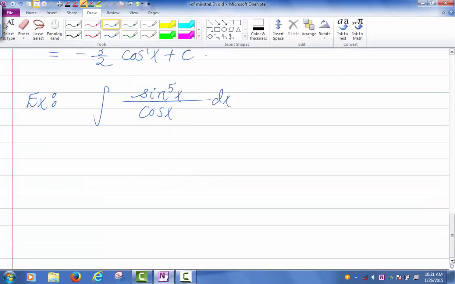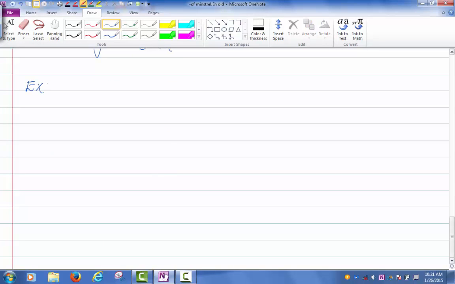Let me do another from the homework. Let's say I have the integral of sine squared of theta d theta, and it goes from 0 to pi over 2. Okay, how would you do this problem? What should I do with sine squared? Even power, right? What was strategy number 3 that we discussed last time?